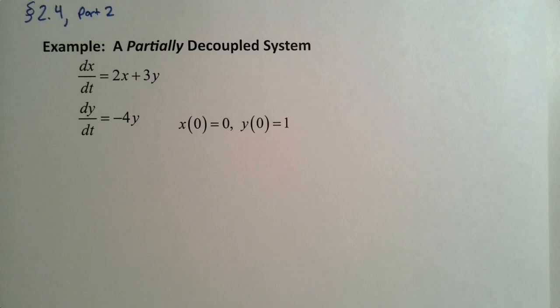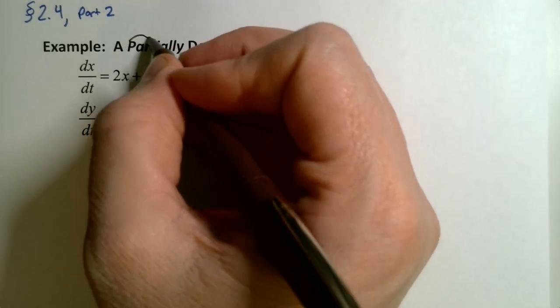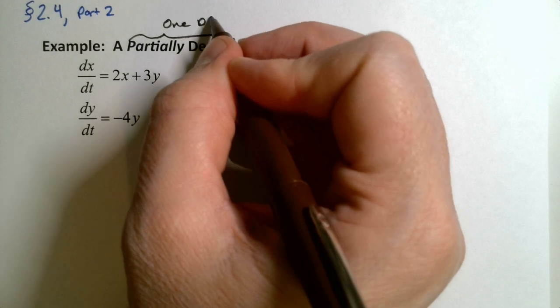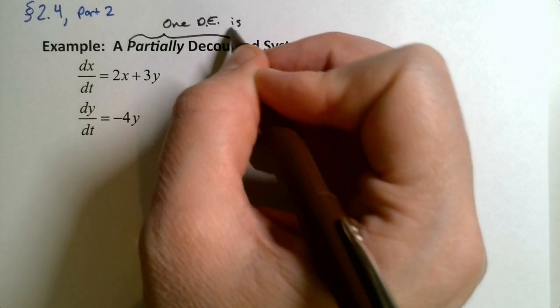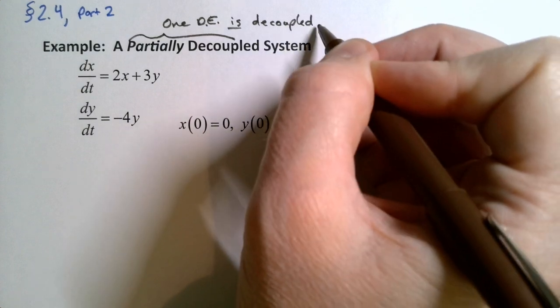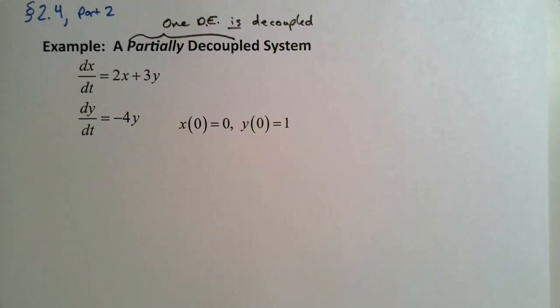So we're going to take a look at another type of special system that we run into. And this one's called a partially decoupled system. Now, as you might imagine, partially decoupled means that some of it is and some of it isn't. Specifically, a partially decoupled system is one where one differential equation is decoupled, but the other one isn't.